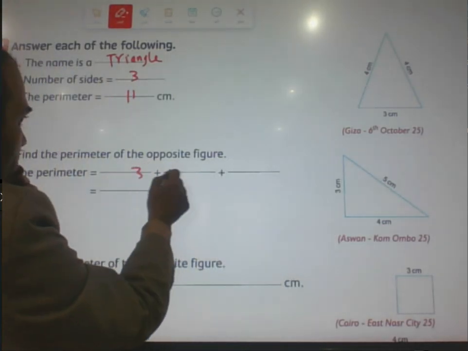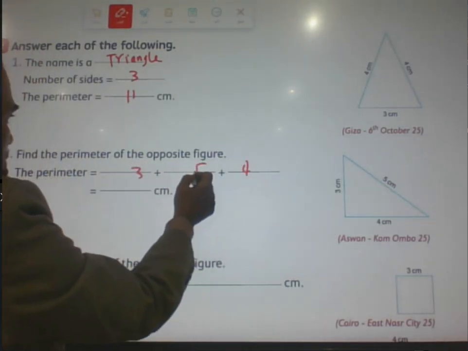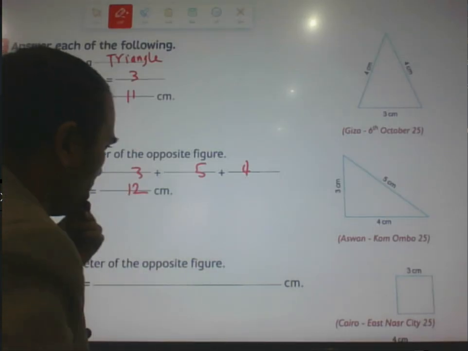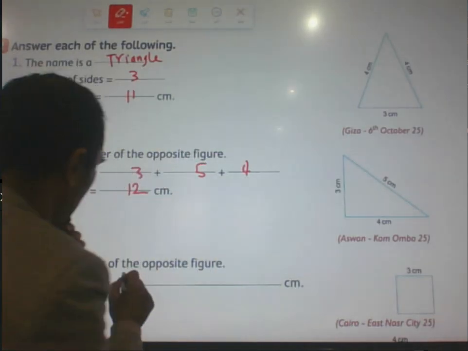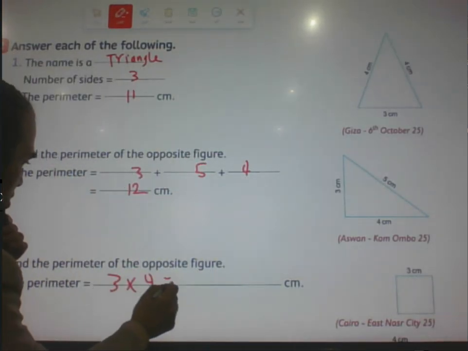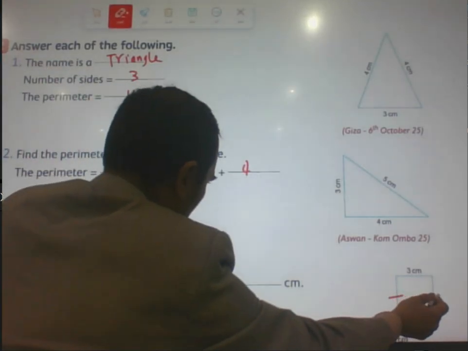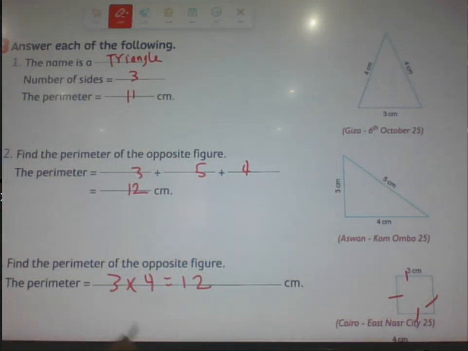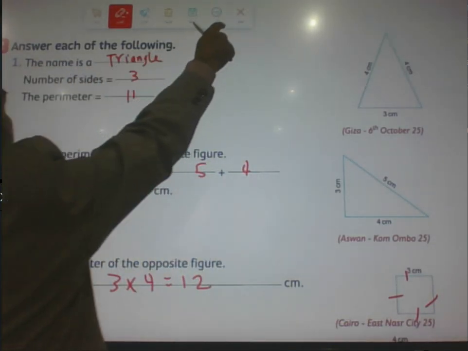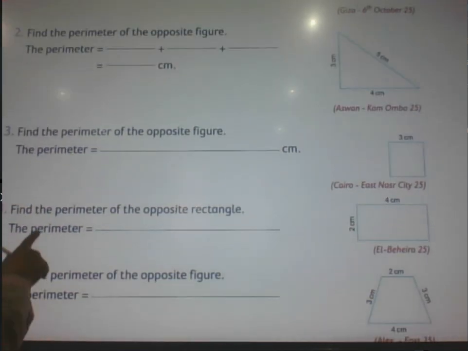We can add 3 plus 5 plus 4. 5 plus 4 is 9, plus 3 is 12. And the perimeter of the square with side 4: 3 times 4 equals 12 centimeters. Because a square has 4 sides of equal length, the perimeter equals 12 centimeters. Next question.